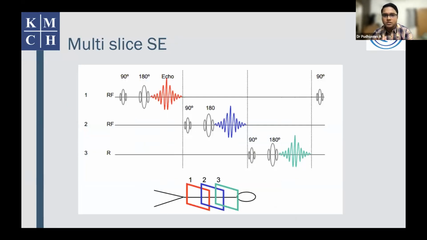We saw that gradient echo sequence is a good way to speed up things. There are a lot of other ways we can speed up things, that means speed up the acquisition of an MR image.